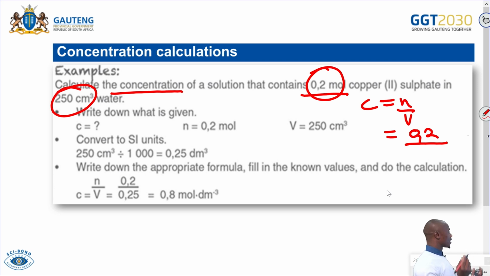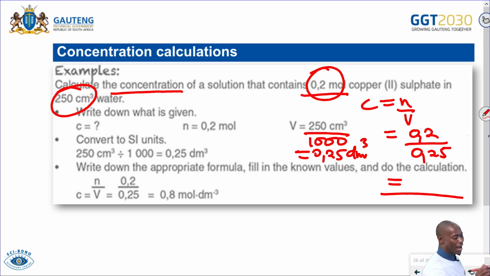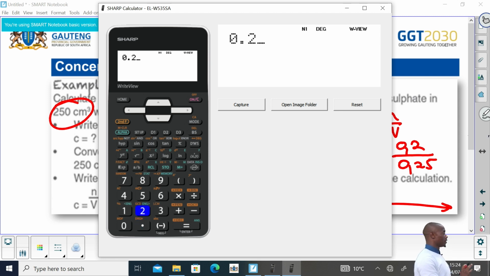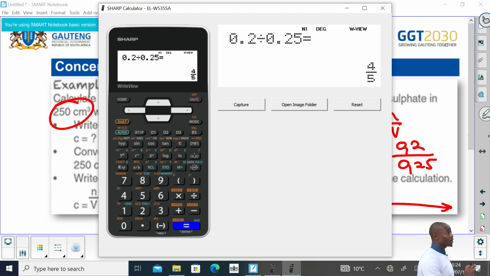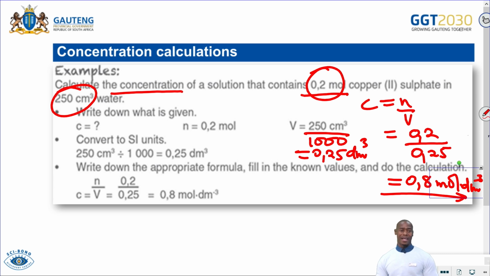So how do we convert cubic centimeters to cubic decimeters? We divide by 1000, or we can multiply by 10 to the power negative 3. If you divide that 250 by 1000, you will get 0.25 cubic decimeters. So here we will divide 0.2 by 0.25. Where is this 0.25 coming from? We have divided 250 by 1000. So what is the answer here? It is 4 over 5, which is 0.8. So the concentration of the solution is 0.8 mole per cubic decimeter.